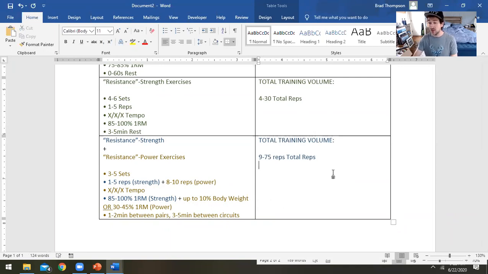So let's break this one down just slightly further. When you look at this total repetition range here, 3 to 15 reps at 85 to 100% 1 RM. And then it is 3 times 8, 24 to 50 reps at 30 to 45% 1 RM. So it makes sense that our training volume can be so high because there is some serious low intensity here. Does that make sense, everybody?